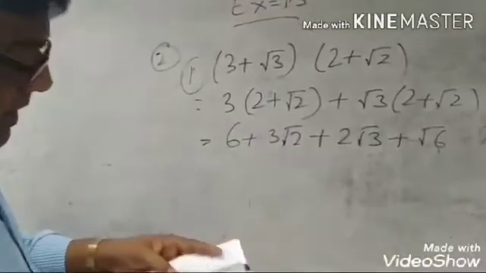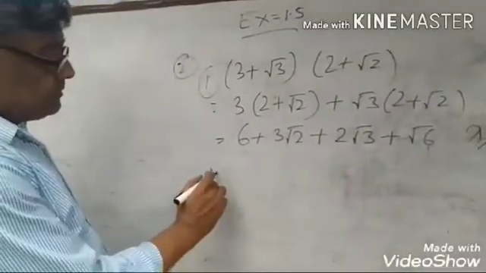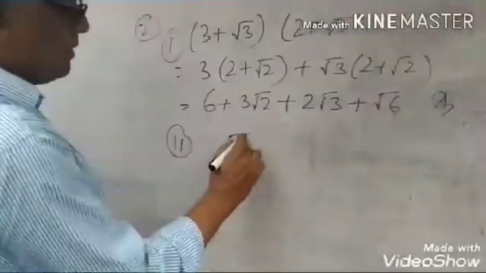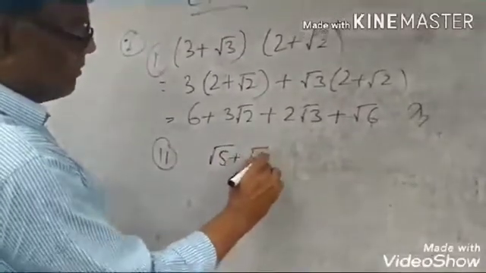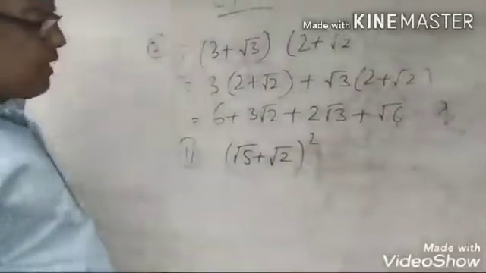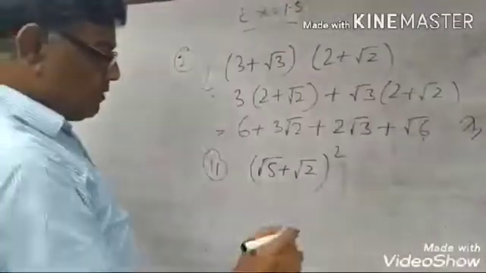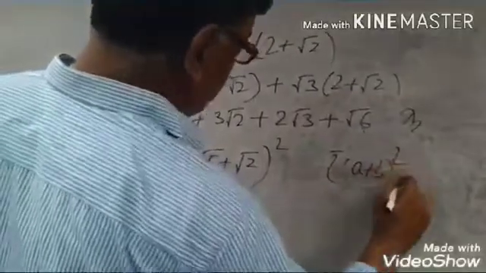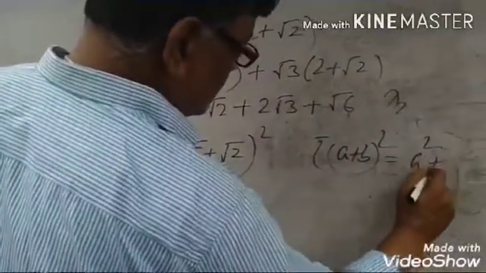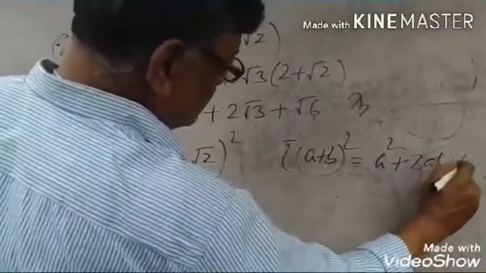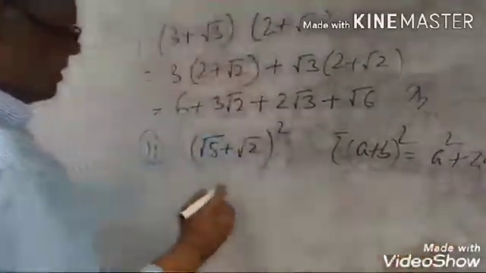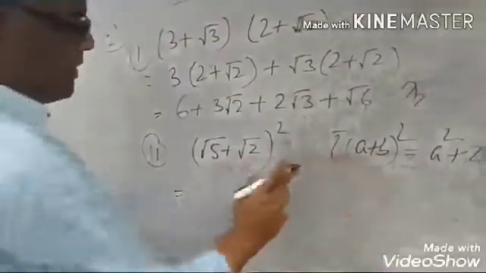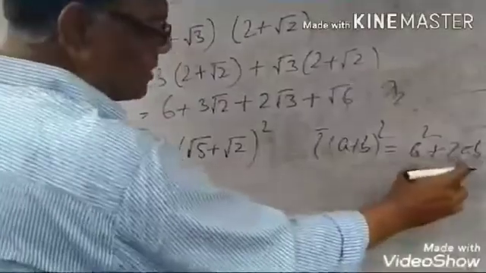Now question number 3. Under root of 5 plus under root of 2 whole square. It's of the form a plus b whole square. You know the formula? The formula is a square plus 2ab plus b square. Apply this formula. Here a equals under root of 5, b equals under root of 2. Then it's of the form a square plus 2ab plus b square.